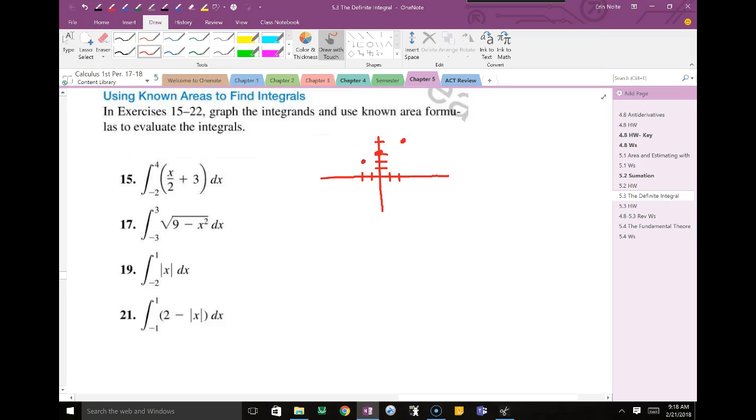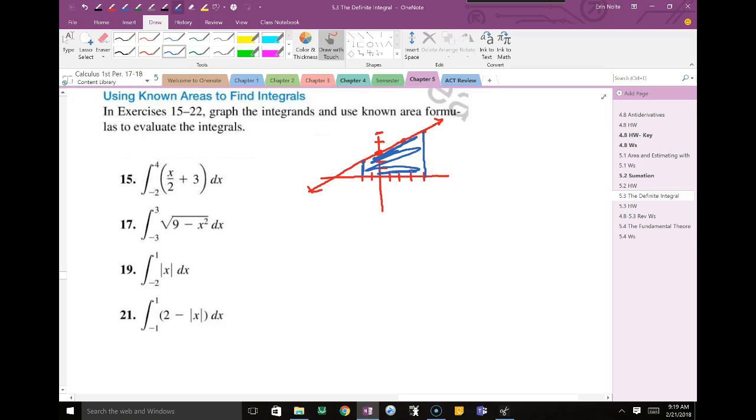I want to make sure that my lines are pretty good here. Okay, so there is my entire function, but I'm only going to use the area between -2 and 4. So if this is -2 and this is 4, I'm only looking for this region here.